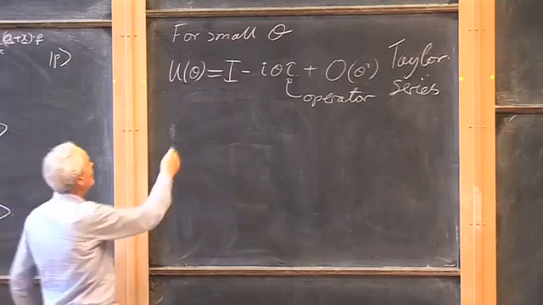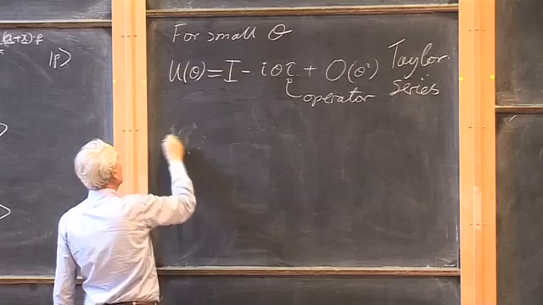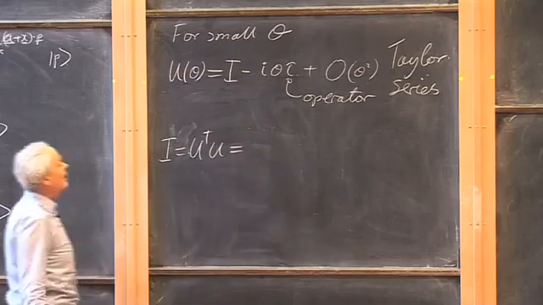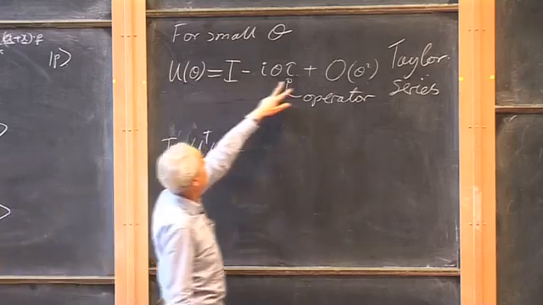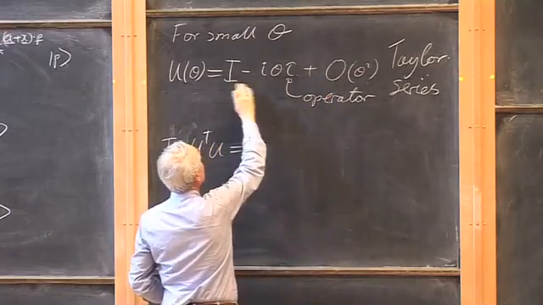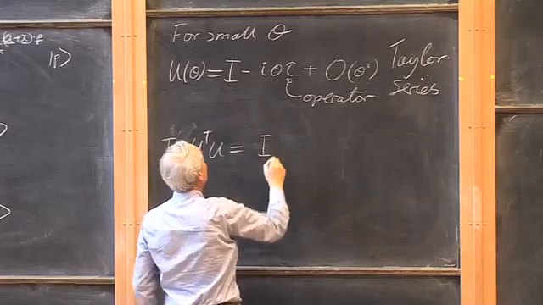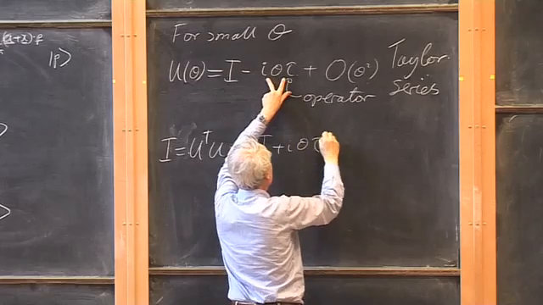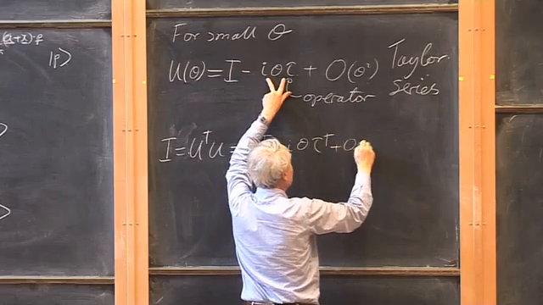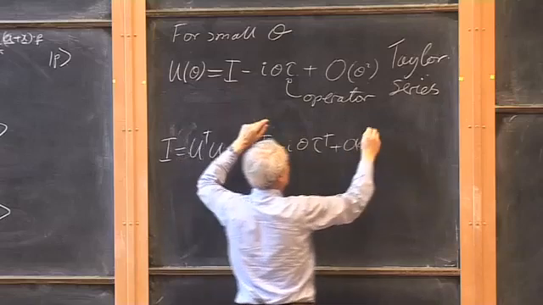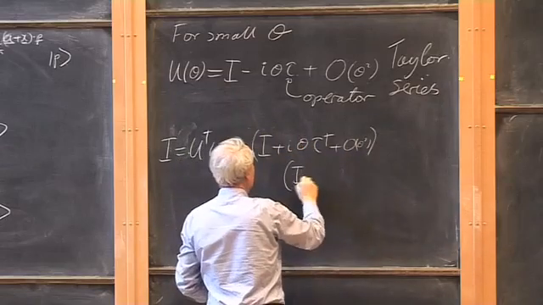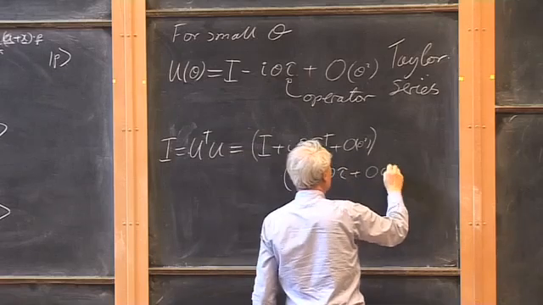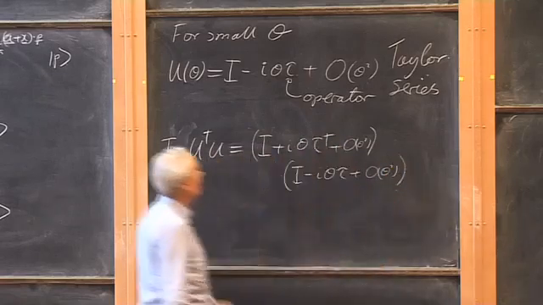Okay, now we want to look at the condition that the identity is U†U. So let's write U†. What's U† if this is U? U† is going to be 1† which is 1, and then we'll need the dagger of this, which is going to be plus iθτ† plus order θ squared, which we're going to ignore. And that has to be multiplied on 1 minus iθτ plus order θ squared, which we're going to ignore.